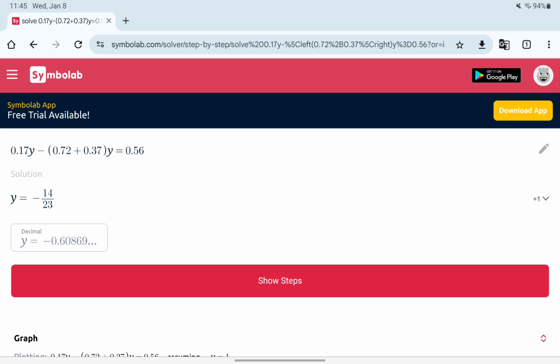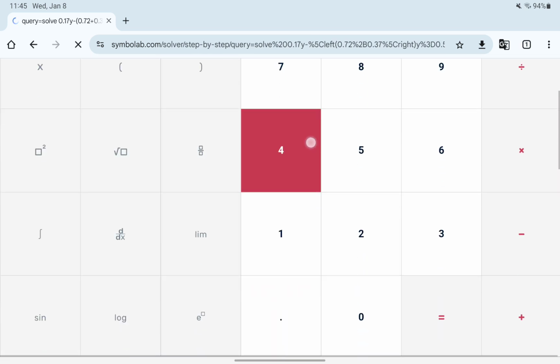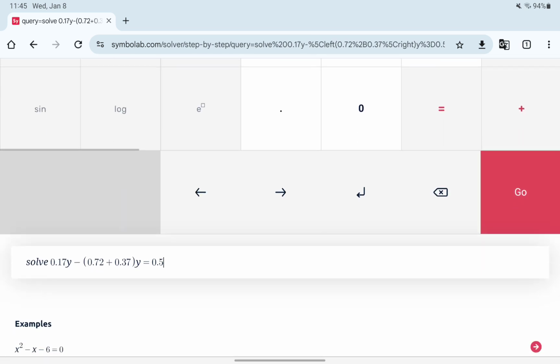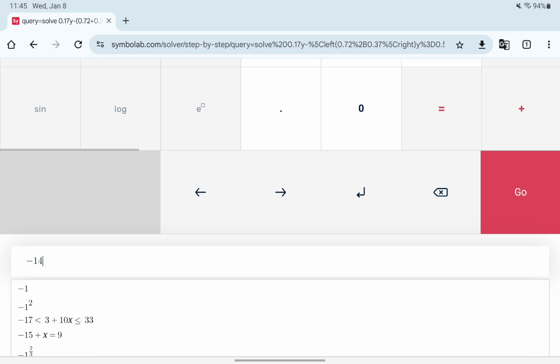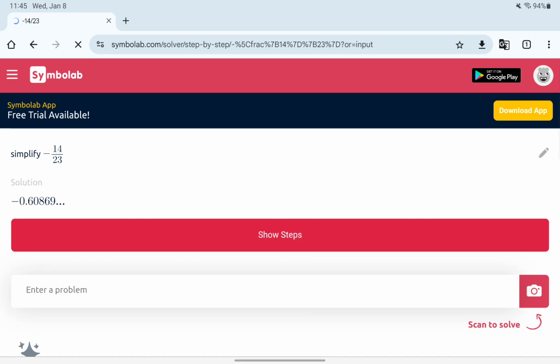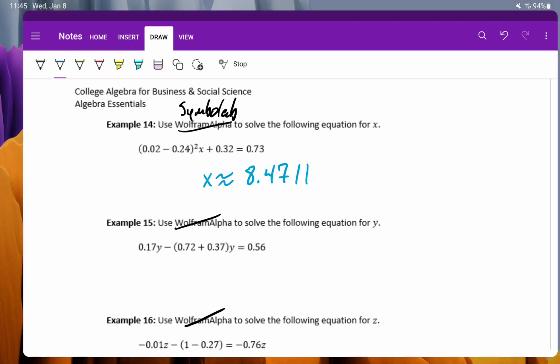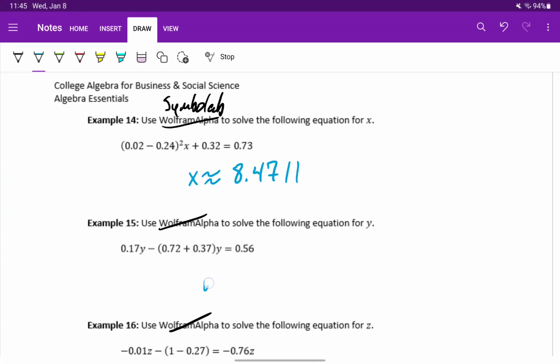In the event that Symbolab doesn't give you the decimal approximation, and that's what we want, say in this case we only got the answer y equals negative 14 over 23. We could go back to this tool and just type in negative 14 over 23, and it would complete that division step and give us the solution as the decimal answer. But again, rounding in this case would tell us that y is approximately equal to negative 0.6087.